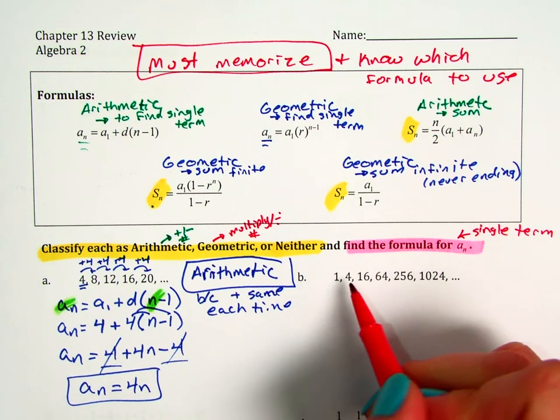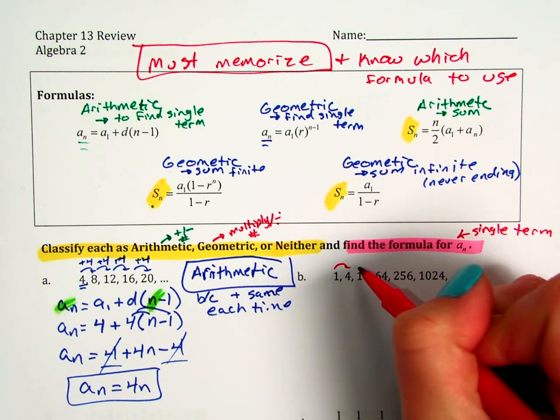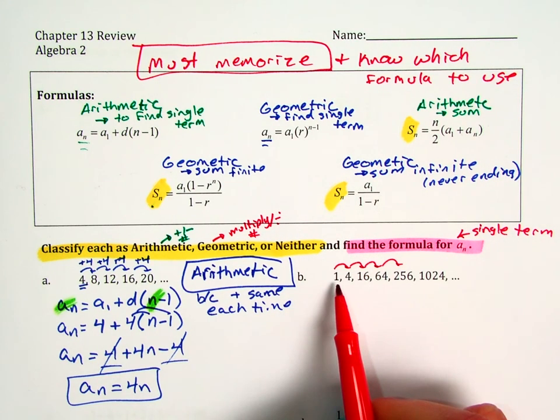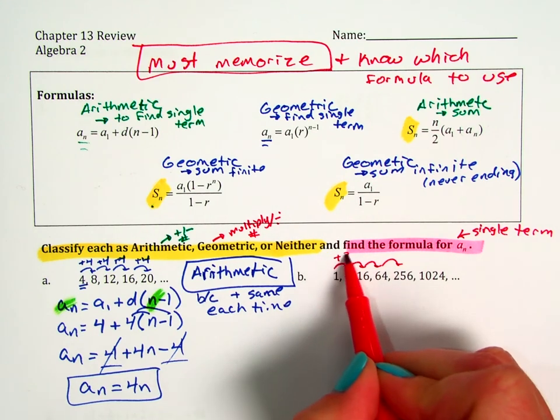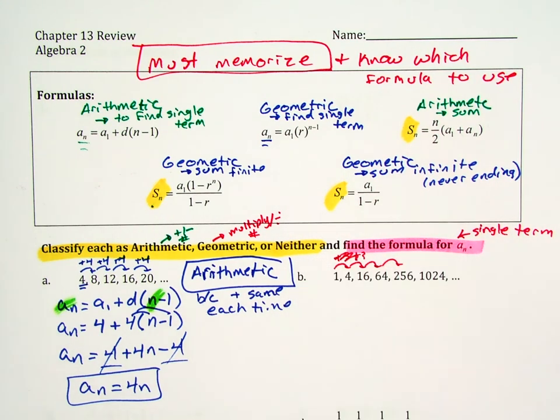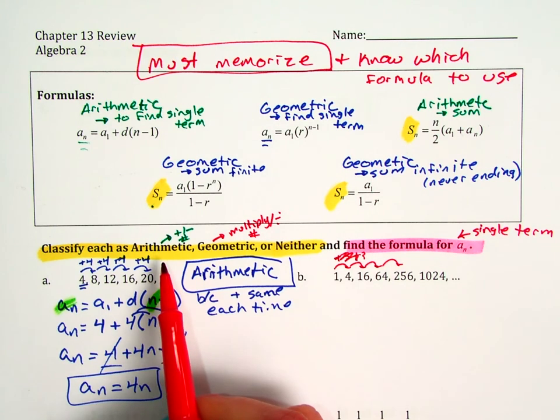So the next formula, we have to see again, is it arithmetic, geometric, or neither? And we should look at what's happening from one to the next. Well, to get from 1 to 4, I'd have to add 3. But 4 plus 3 does not give me 16. So I know adding isn't it, so I know that it's not arithmetic.